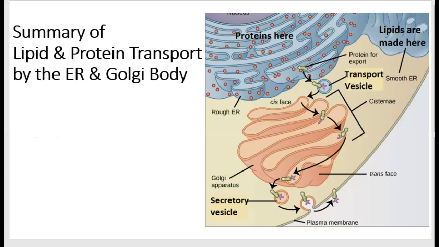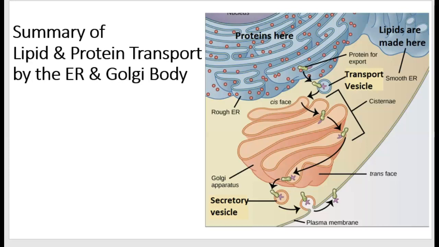Therefore, to summarize the function of lipid and protein transport by both the ER and the Golgi body, let's look at this diagram. Lipids are made in the smooth ER. On the picture it says lipids are made here. That's the smooth endoplasmic reticulum. Proteins are made by ribosomes and inserted into the rough ER. On the diagram is a label that says proteins here.